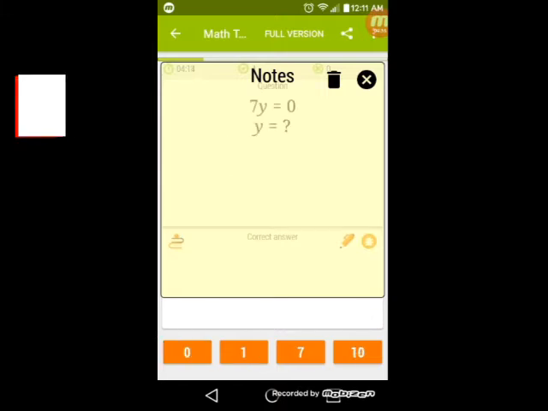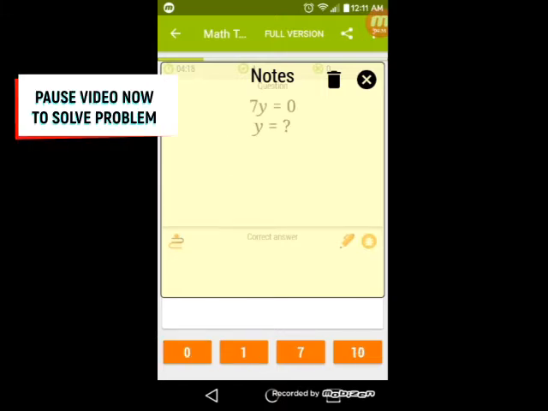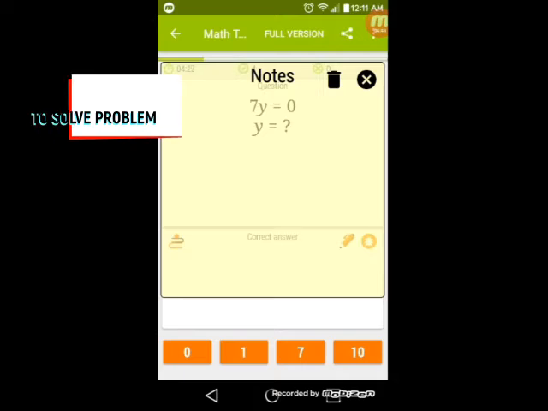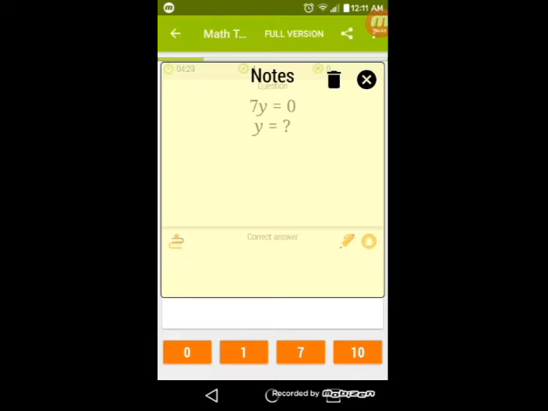And the next one, 7y is equal to 0. So 7 times y is what this term is. If we were to get rid of the 7 and take it over to the other side, we would divide by 7. So y is equal to 0 divided by 7. Anything, if you have a 0 and you divide it into 7 parts, you still have 0. So y is equal to 0.